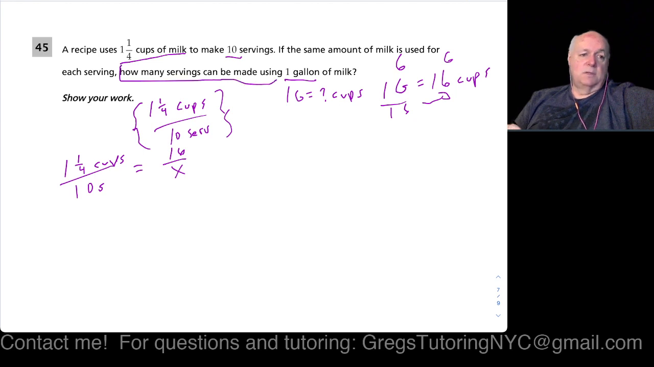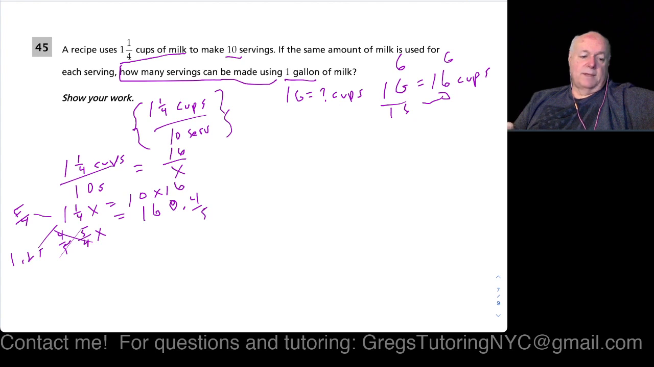So at this point, we just can use the cross product. We have 1 1/4 x equals 10 times 16. This side is 160. At this point, we have two choices. We can make this 5/4, or we make it 1.25. I'm going to go with the 5/4. So we have 5/4 x equals 160. We're going to multiply by 4/5 here, because this cancels that and that cancels that. Whatever you do to the left side, we're going to do to the right side. So this is times 4/5.